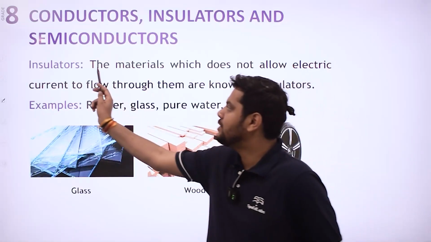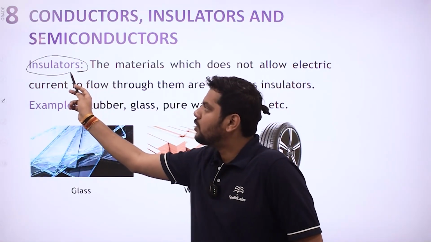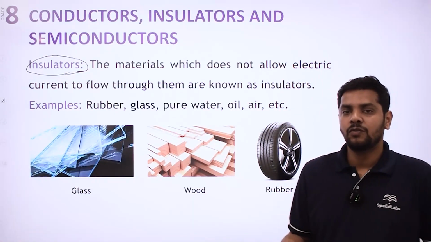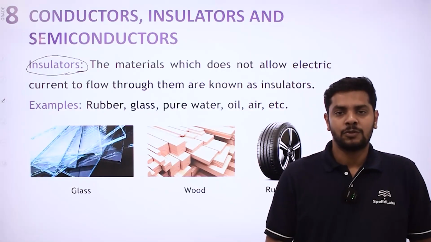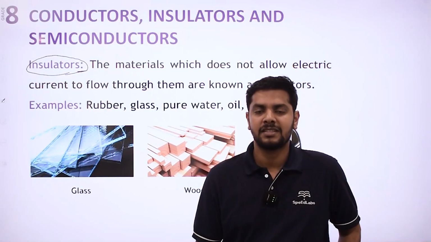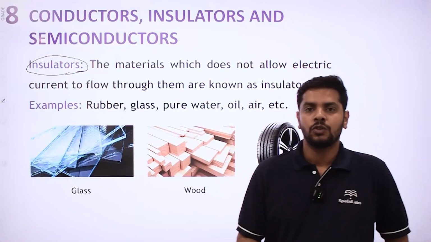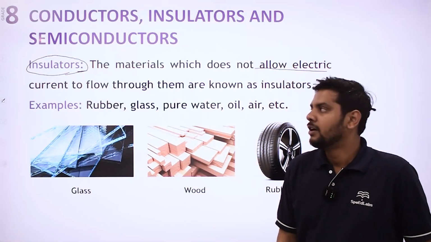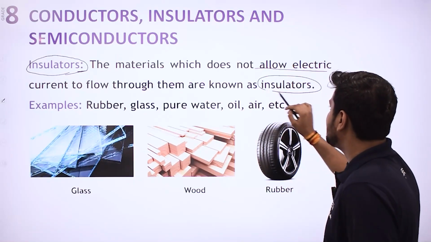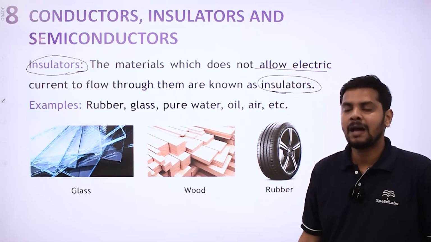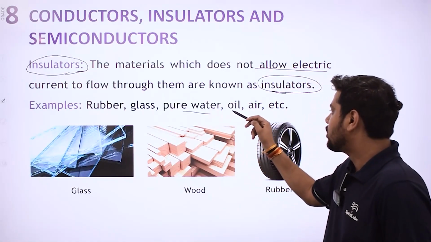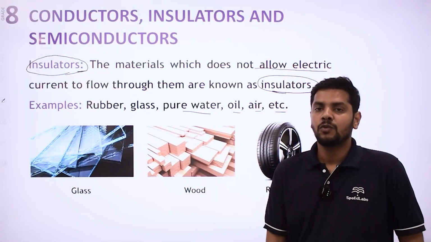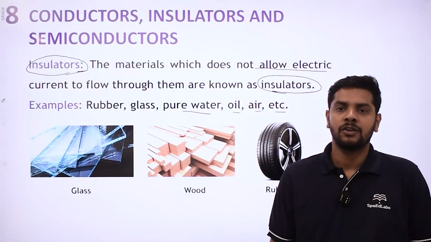Next part, students, is insulators. This is simply the opposite of conductors. In conductors, what was happening? They were allowing current to flow through them easily. Now in insulators it is just the opposite: they do not allow current to flow through them. The materials which do not allow electric current to flow through them are known as insulators. Examples are rubber, glass, pure water, oil, air, wood, etc. These are your insulators, students, because they will not allow current to flow through them.